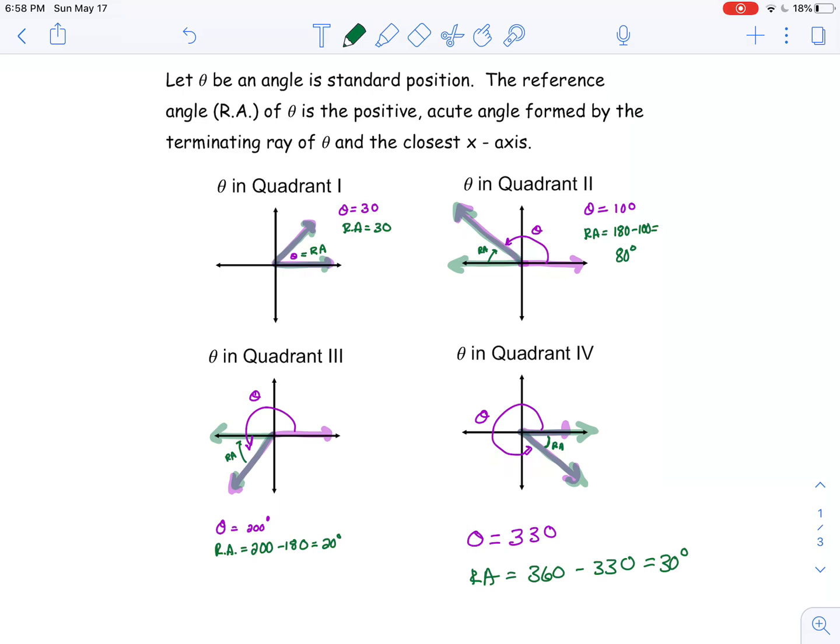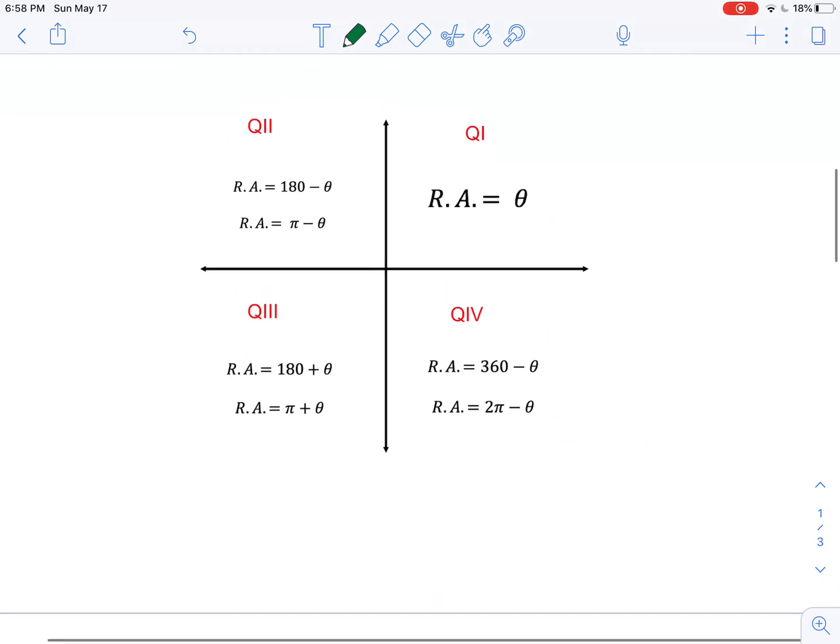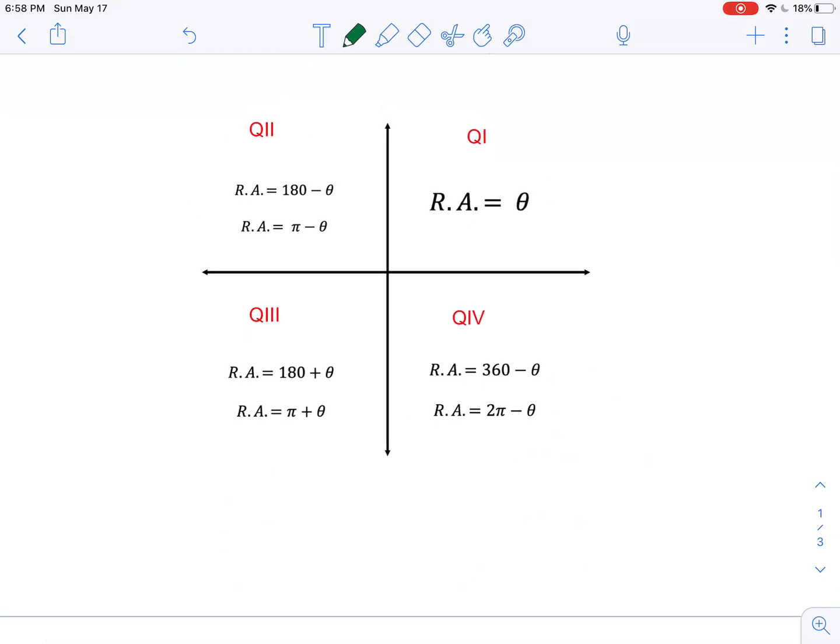So that's kind of how we go about finding our reference angles. We can find them in radians or in degrees. If you look in the first quadrant, it's always whatever my theta is, that's my reference angle. That's for degrees and radians. In the second quadrant, in degrees, I'm going to do 180 minus theta. In the third quadrant, I'm going to do 180 plus theta.